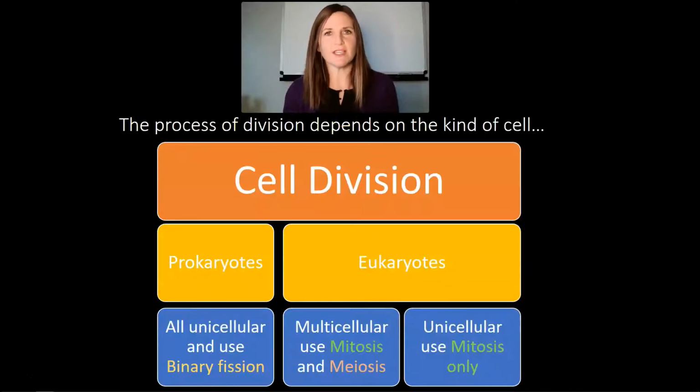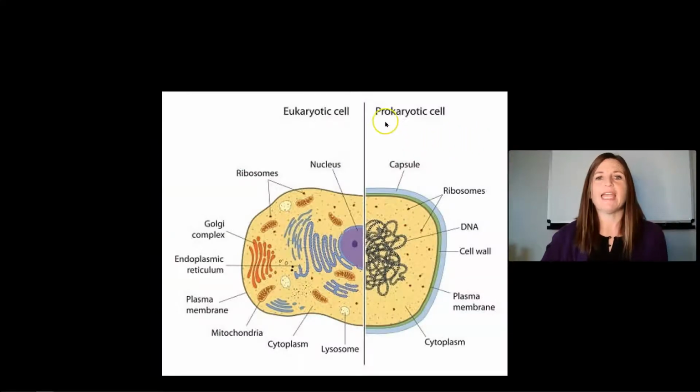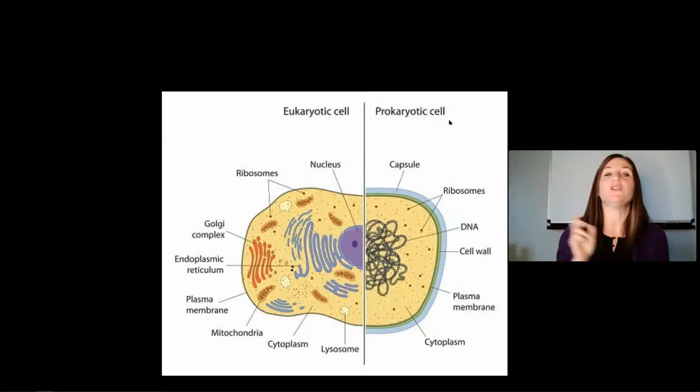So the process of cell division is very specific depending on the kind of cell that you're talking about. You may recall that there are two kinds of cells, prokaryotes and eukaryotes. I'm just going to quickly switch over so we can look at what prokaryotic and eukaryotic cells look like. What you may recall is that a prokaryotic cell is the simple one, and a eukaryotic cell is the one that has the nucleus.